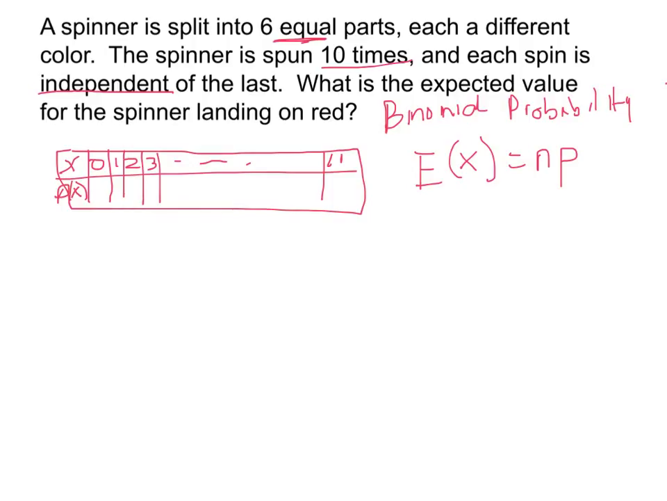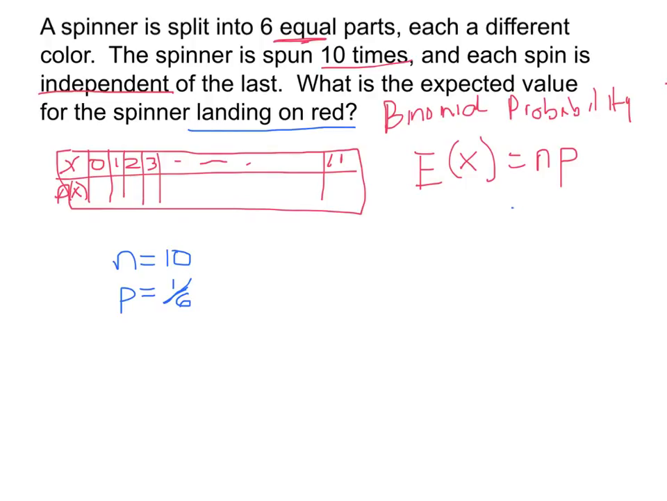So we need to know what n is in this problem. Well, n is the number of trials always in a binomial probability problem. And since the spinner is spun 10 times, we have 10 trials. So n is 10. And then p is considered to be the probability of success. In this case, success is landing on red. And if there are 6 equal parts and one of those is red, success would be 1/6. So we have n being 10 and the probability being 1/6. That's the probability of landing on the red segment.